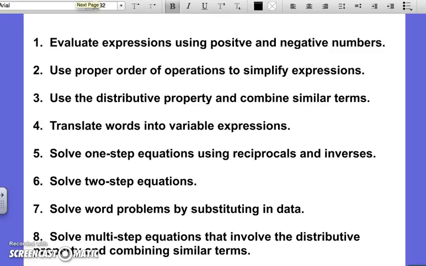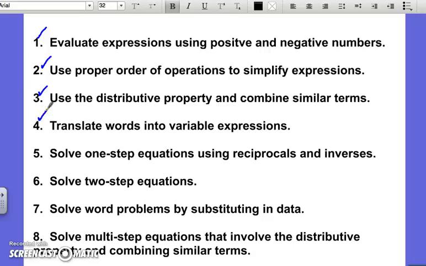There are 8 things that we're going to review before we start. We've got to evaluate expressions using positive and negative numbers. We're going to use proper order of operations to simplify expressions. We're going to look at using the distributive property and combining similar terms. We're going to translate words into variable expressions. Those are the 4 we're going to do today.